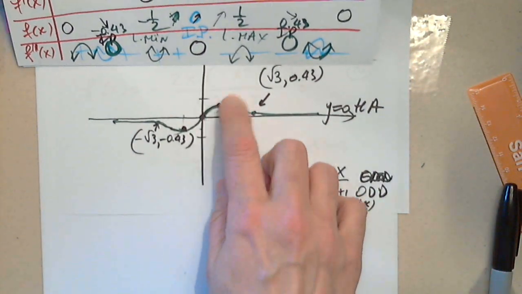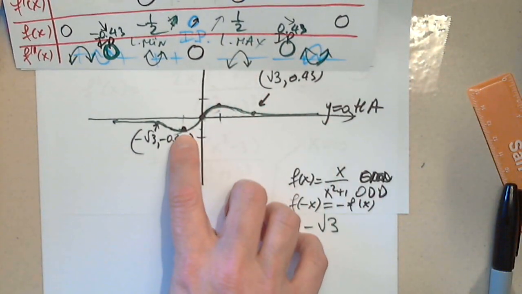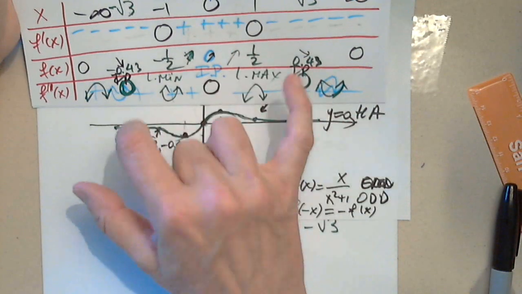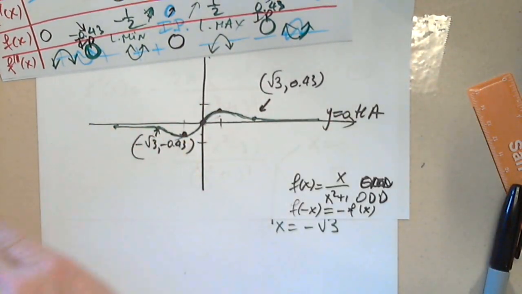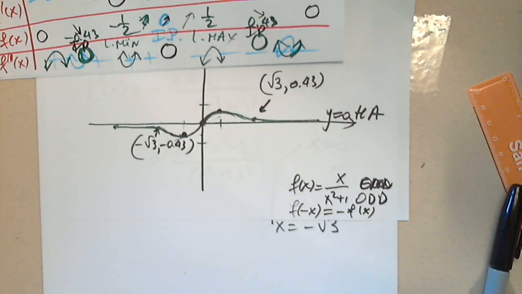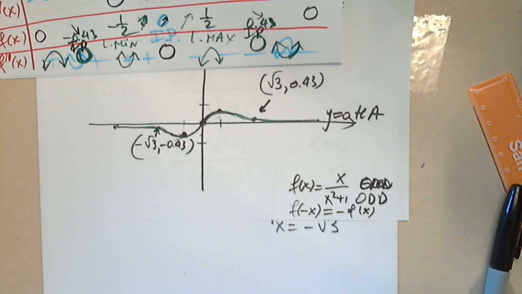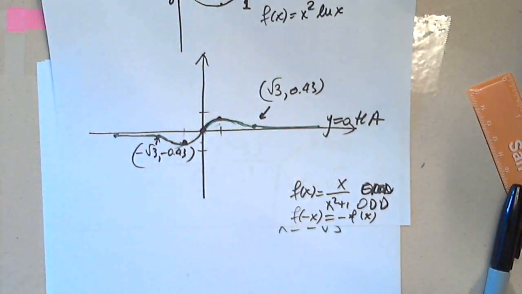So this is indeed a local max, no problem there, local min. But since I know that this is a horizontal asymptote, the function has to approach the asymptote. Yep. Very good. Sorry.